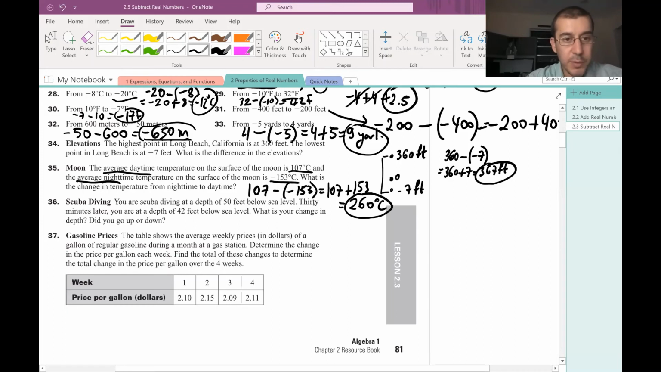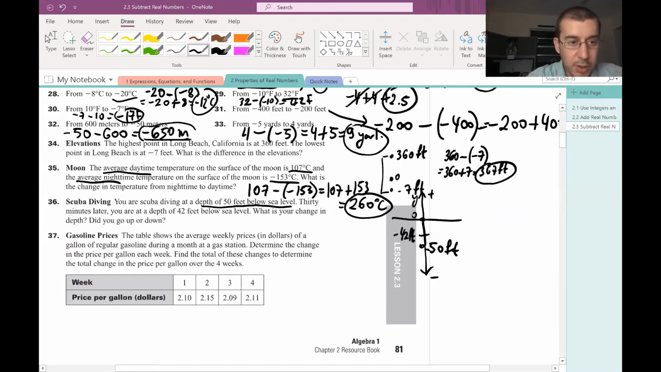That's the answer for 35. 36, scuba diving. You're scuba diving at a depth of 50 feet below sea level. So this is sea level, 50 feet below sea level. If you imagine this as a number line, this is the y-axis, the plus numbers going up, the negative numbers going down. So this would be minus 50. 0 is the sea level. So 50 feet below sea level is minus 50 feet. 30 minutes later, you are at a depth of 42 feet. So somewhere here, let's say, this would be minus 42 feet below sea level.